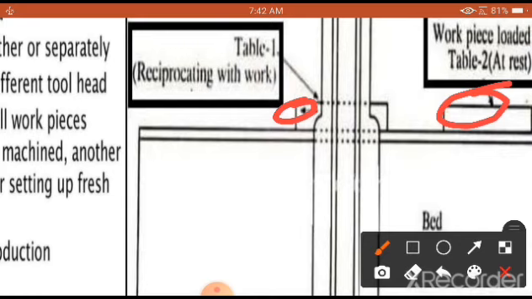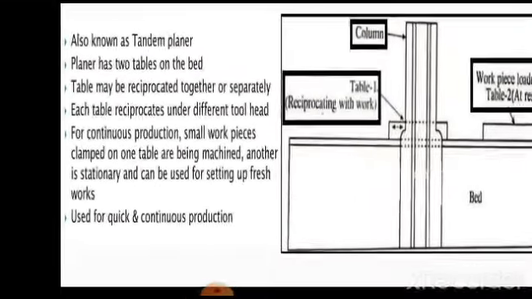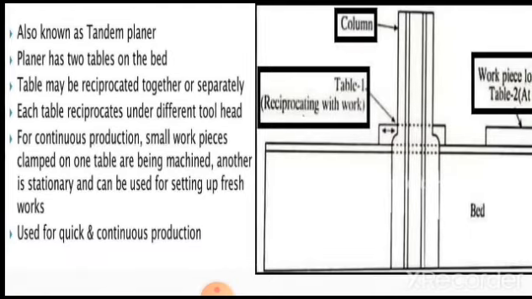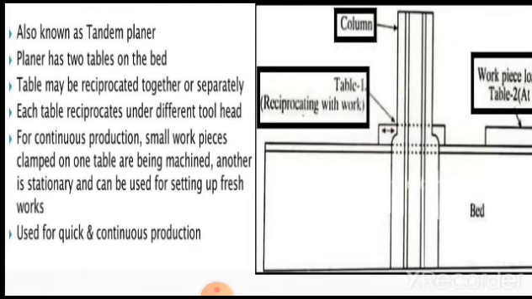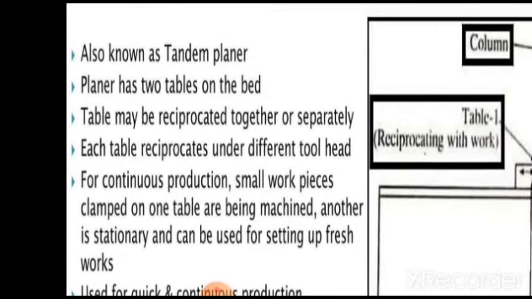What is going to happen here is, the main advantage of using two tables is that the production rate can be increased, because you are going to design the planer in such a way that it is possible to go for mass production very quickly. Also known as a tandem planer. The planer has two tables on the bed. Tables may be reciprocated together or separately depending upon the requirement.